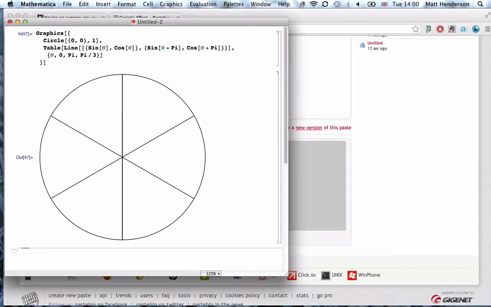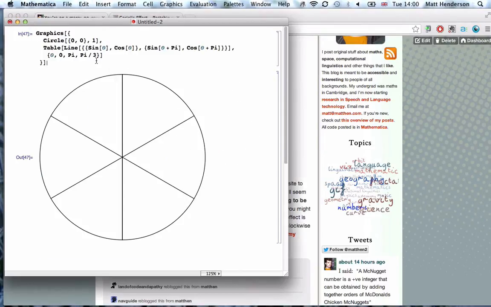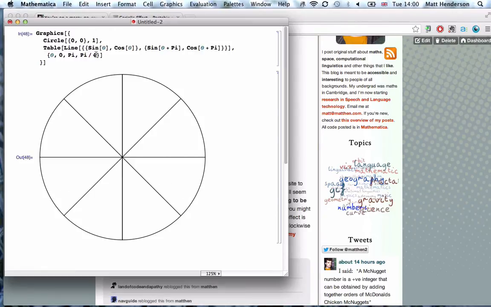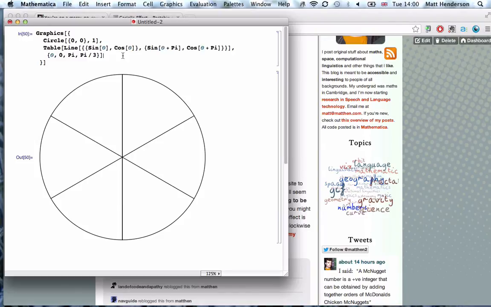Wait, is that just exactly what I did? No, I did more than that. Pi by 8 or something? Pi by 4, that's what I did before. Anyway, it doesn't matter. Let's try pi by 3.